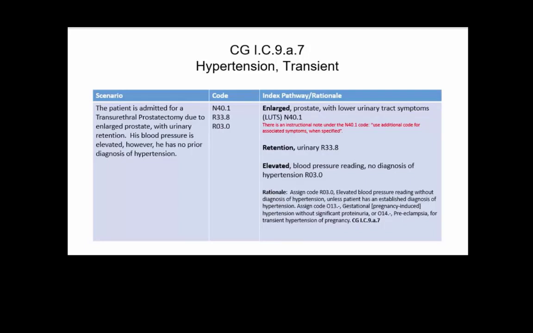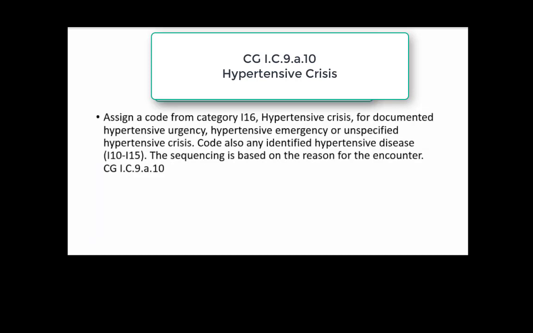You always have to have medical necessity with the procedure. This is just an aside. So with your prostatectomy, what's your medical necessity? The enlarged prostate, N40.1. For hypertensive crisis, assign a code from category I16 for documented hypertensive urgency, hypertensive emergency, or unspecified hypertensive crisis.